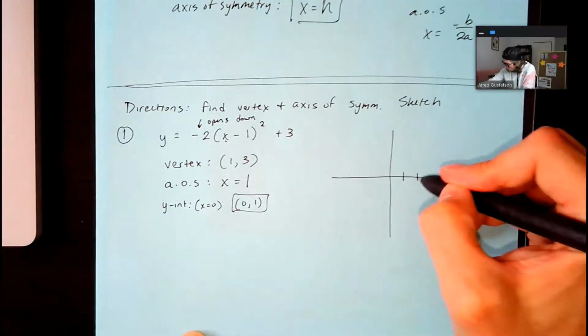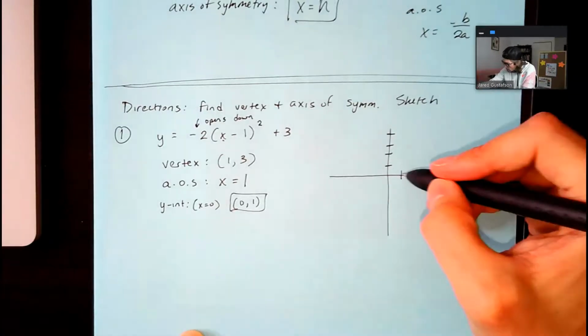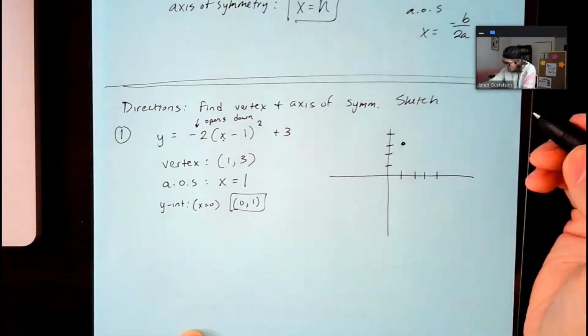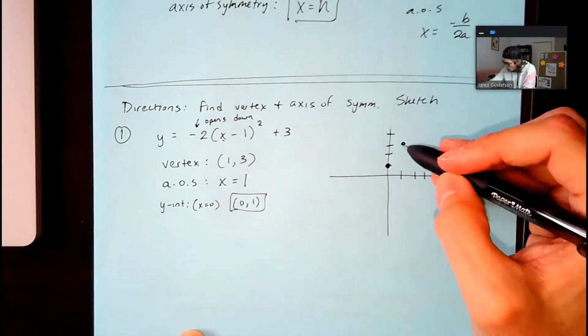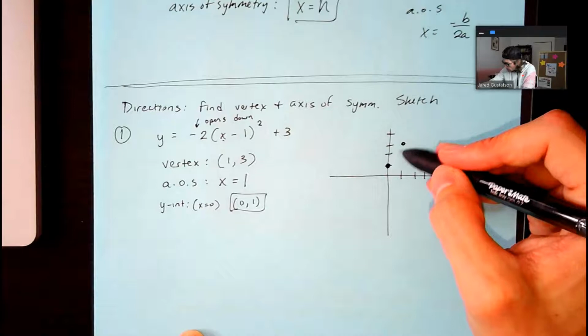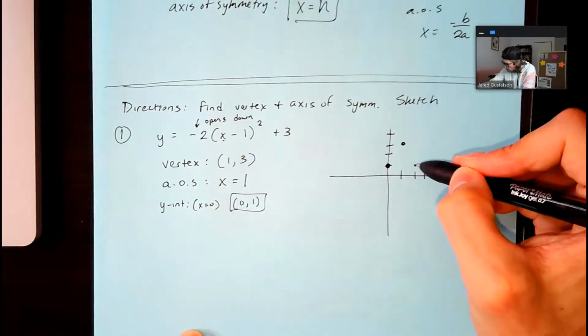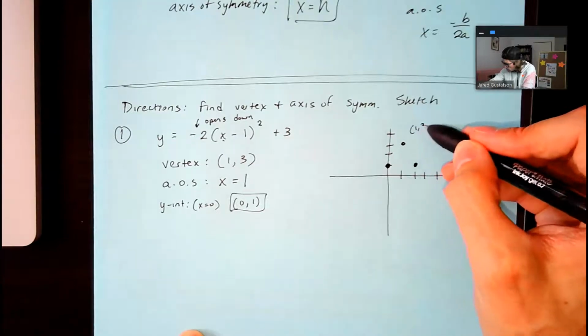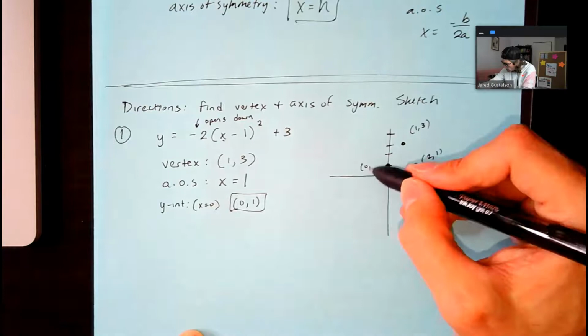Oh boy, I can already tell this is going to not be so great. So 1, 3 is where our vertex is. We know the y-intercept is at 0, 1. And since it's symmetric, we know if it goes left and down 2, it's got to go right and down 2. So we have our point 1, 3. We have our point 2, 1 and 0, 1.